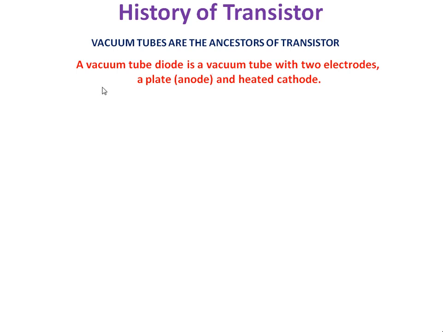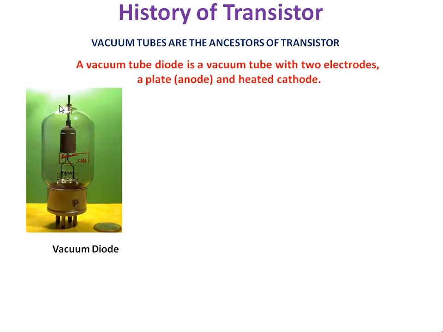One of the vacuum tube devices is the vacuum tube diode. A vacuum tube diode is a vacuum tube with two electrodes. Di means two, so it has two electrodes. One electrode is known as the anode, and the other is known as the cathode. The cathode is heated by using a heater.